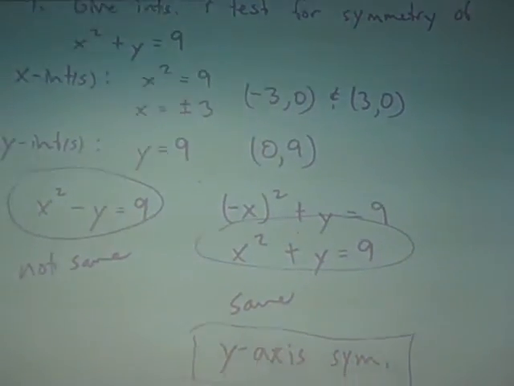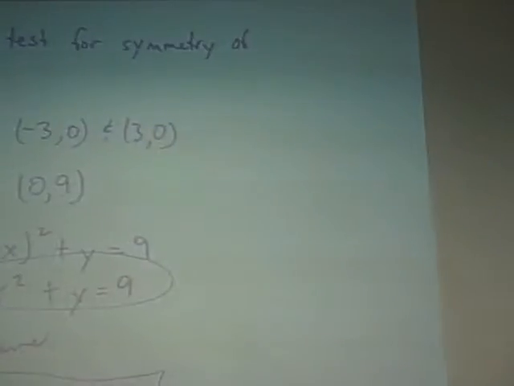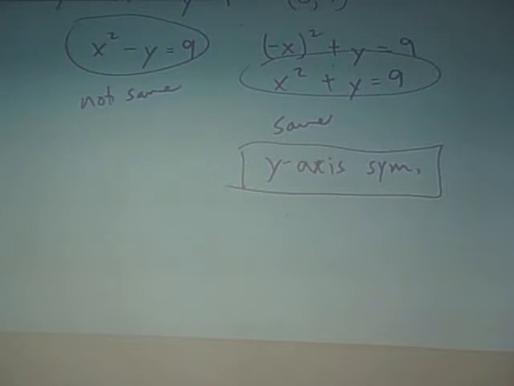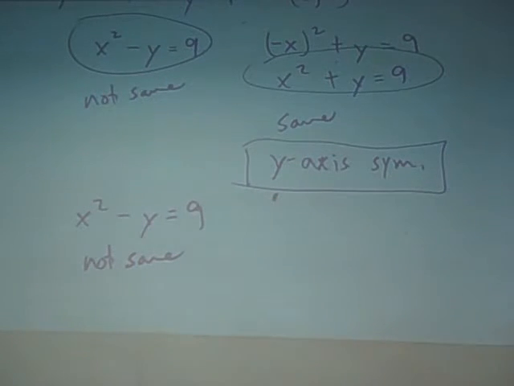And for symmetry with respect to the origin, we replace both. And so we get x squared minus y is equal to 9, and that's not the same. So in this one, we do have symmetry with respect to the y-axis only.